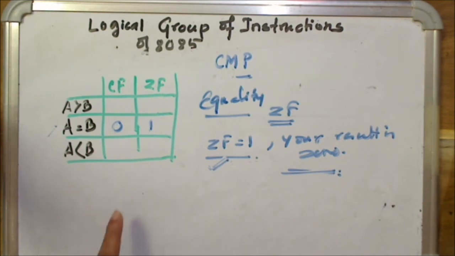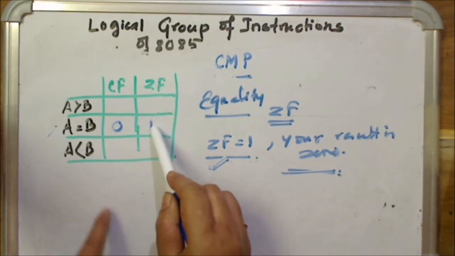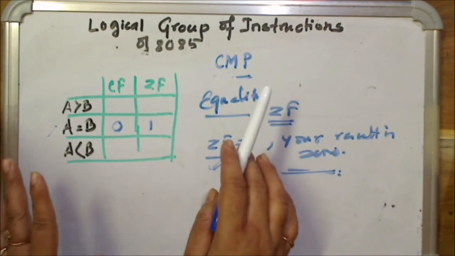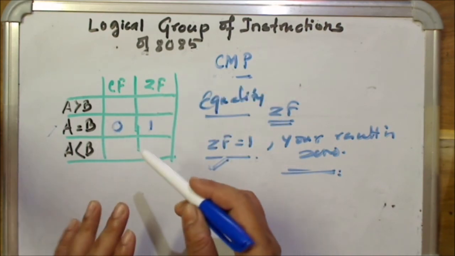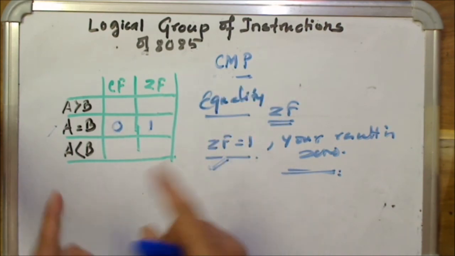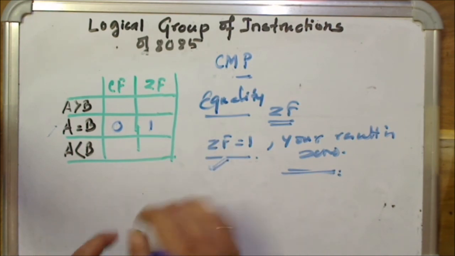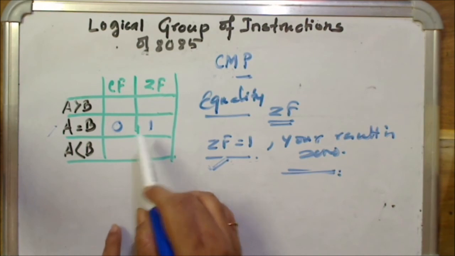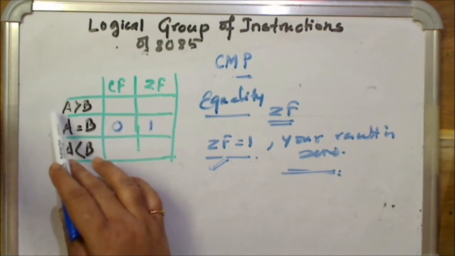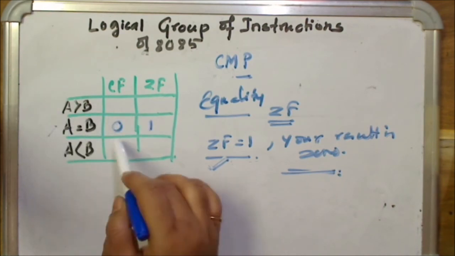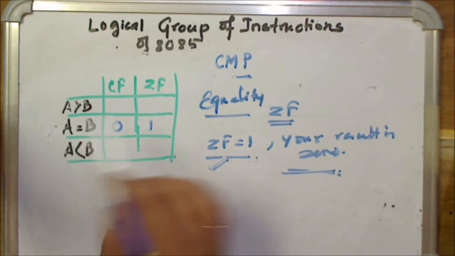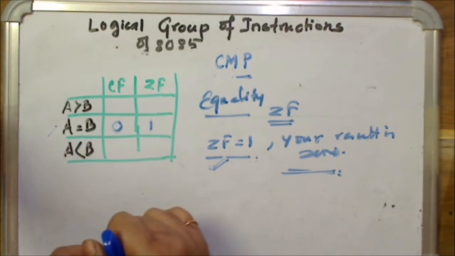Equality does not come into the picture. If the zero flag becomes 0, equality does not come into the picture. That means either A is greater than B, or A is less than B. Two conditions will be there if the zero flag is 0. But if the zero flag is 1, then you do not have to check the two conditions. You can simply conclude that the two numbers are equal.